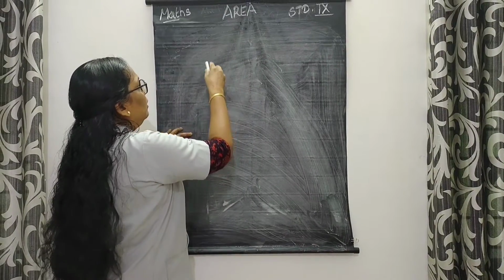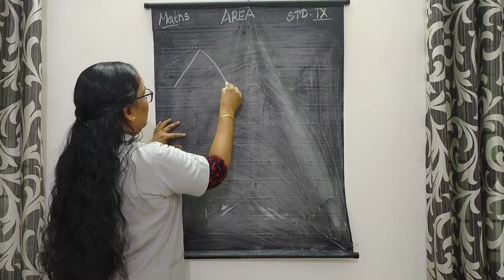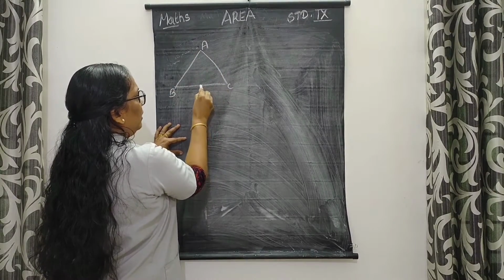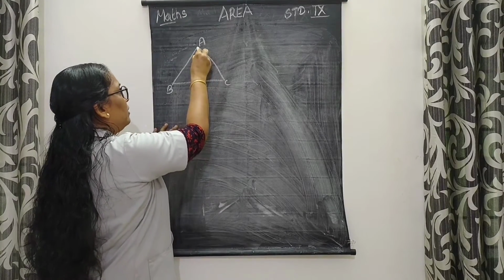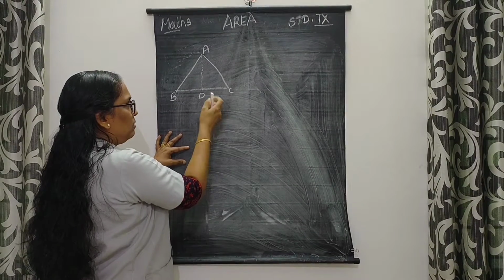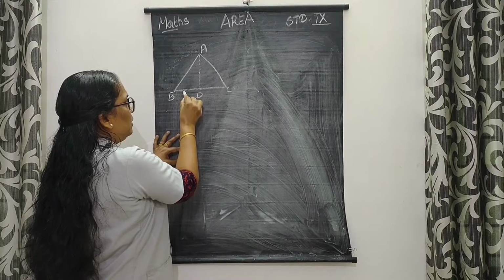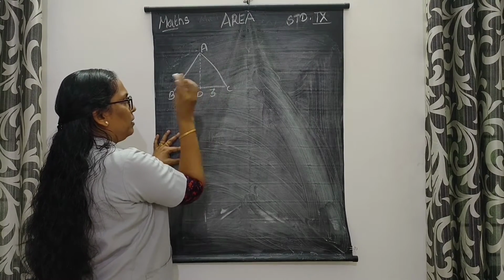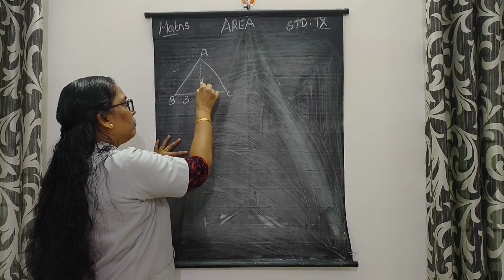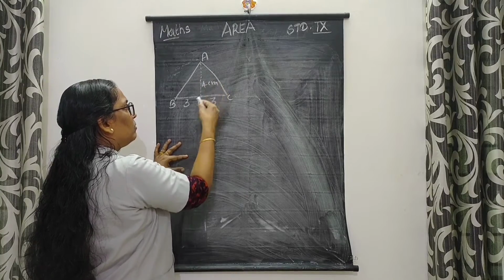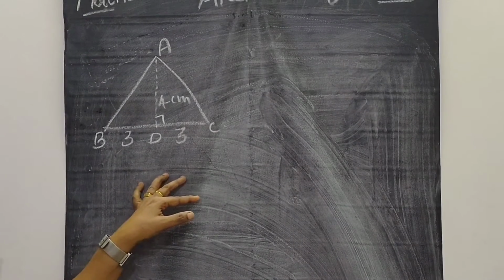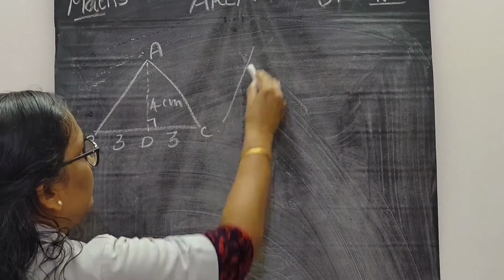The first one, triangle ABC, and here D is the midpoint, and joining like this. The length of BC is 6 centimeter. That means here it is 3 centimeter and here it is 3 centimeter, and the height is given as 4 centimeter. This is the first figure, and the second figure was like that.